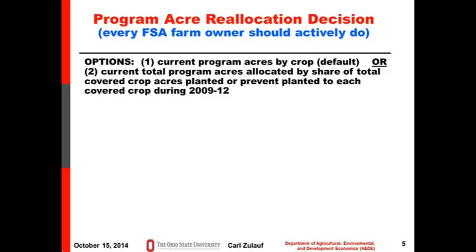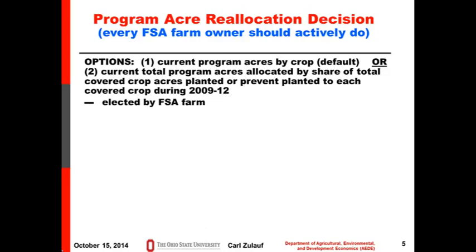The alternative or the option to reallocate is your current total program acres allocated by the share of the covered crops, and covered crops is the same as program crop acres planted or prevented planting to each of the program crops during the 2009 through 2012 years. So the first thing to note is that compared to the yield update decision, which used the years 2008 through 2012, the program base acre or program acre reallocation decision uses the years 2009 to 2012.